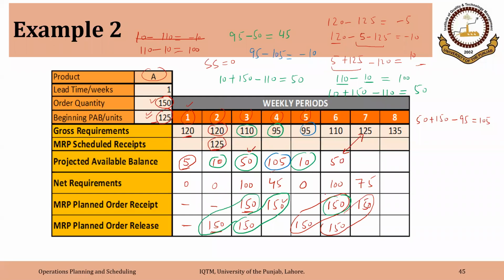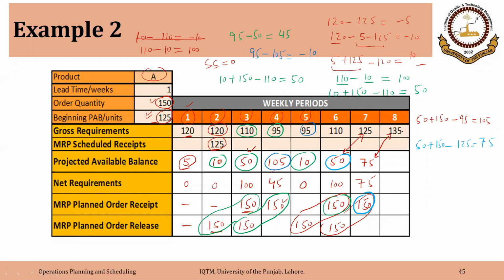So we are having the total supply of 50 plus 150. So this 50 from previous period plus this 150 from this period. So 50 plus 150 is the total supply minus the gross requirements were 125. So 200 minus 125 is 75. So ending inventory by the end of week 7 will also be 75.